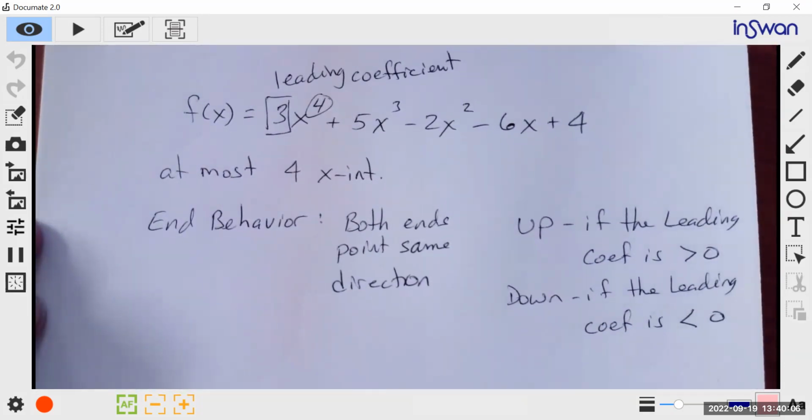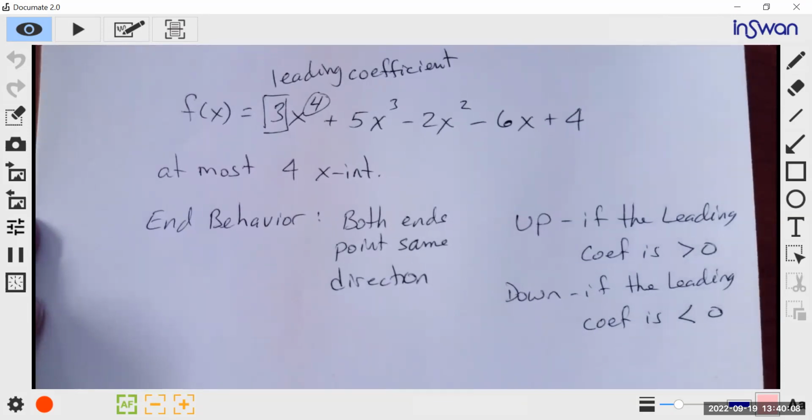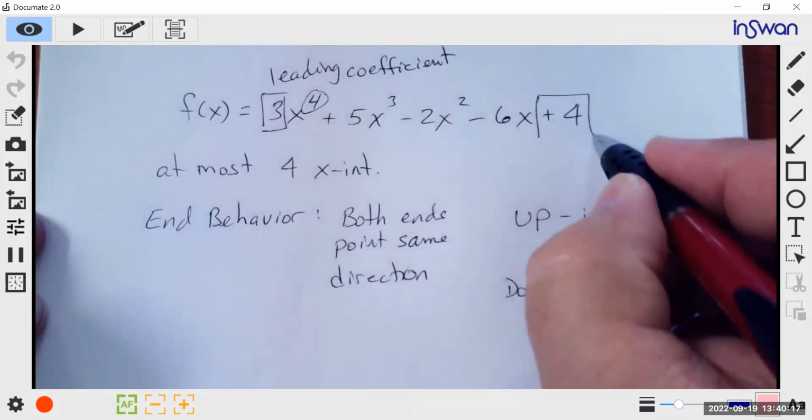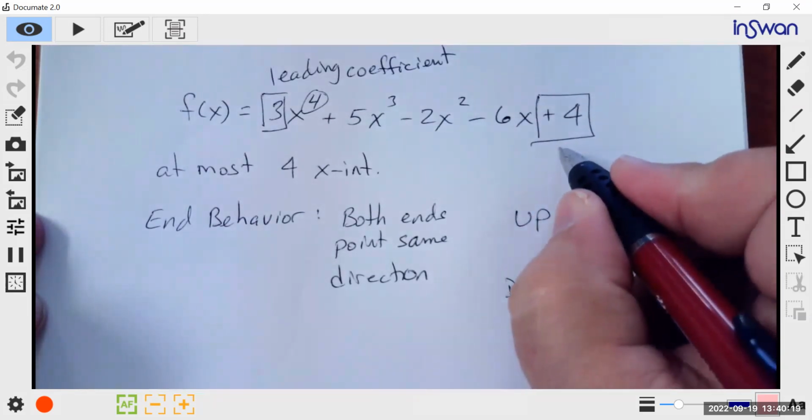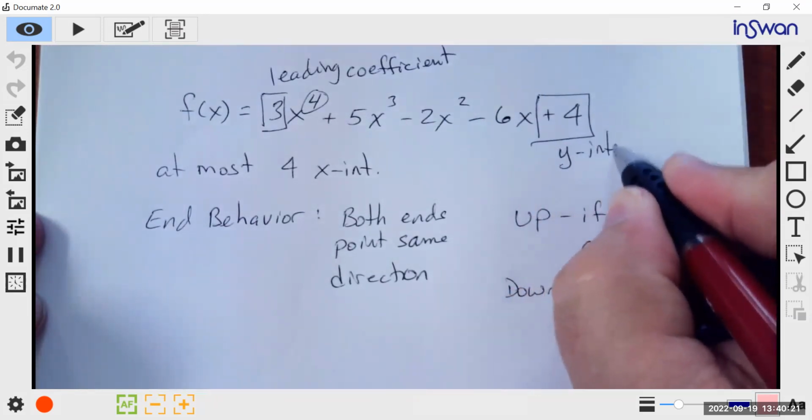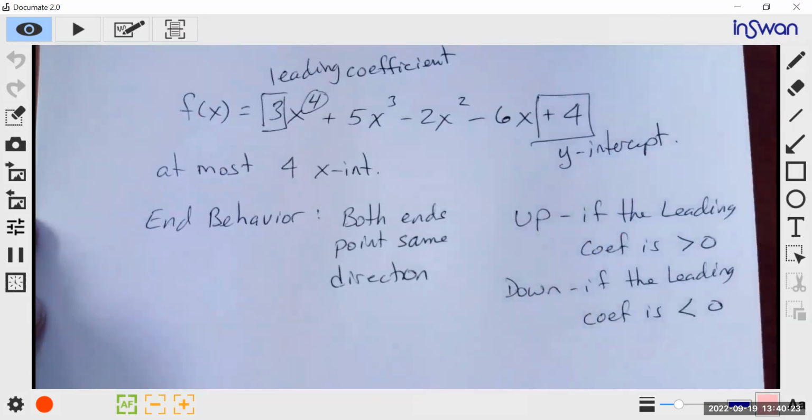There's something else we can tell about this graph. The constant is always called the y-intercept. That's the only point we know for sure.